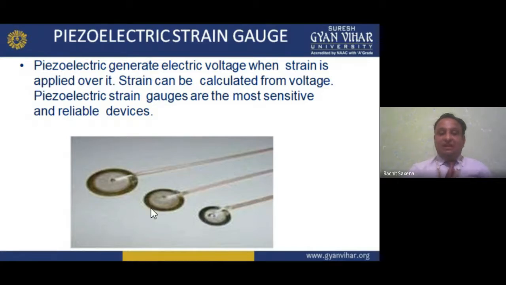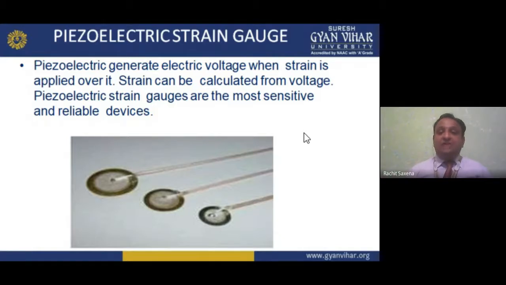Piezoelectric crystals are available in the market. You can directly talk to the shopkeeper and ask them to give you a piezoelectric crystal, but they will ask how much voltage you have to generate, so it depends on that. But what is a piezoelectric crystal basically? In a piezoelectric strain gauge, electrical voltage is generated when we apply strain on it. And strain can be calculated from voltage.